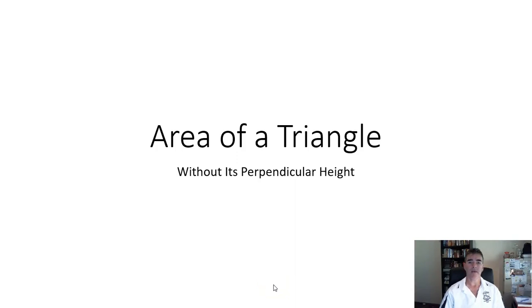In this video, we're going to have a look at how we find the area of a triangle when we don't have its perpendicular height. So I'm going to show you where the rule comes from first of all. If you don't want to know that, you can fast forward through that and just go straight to the examples.